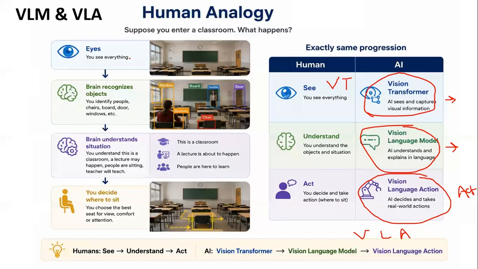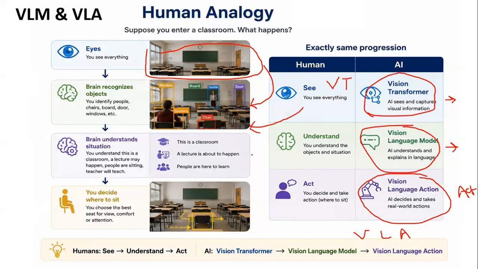For example, just assume that you are entering a classroom. What happens? You see everything all at once. There are some benches, there is a board, a watch, a door, everything all at once, right? So our human brain recognizes all the people, chairs, board, everything all at once. This is done by the vision transformer.